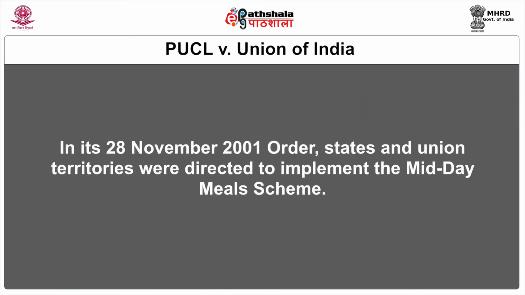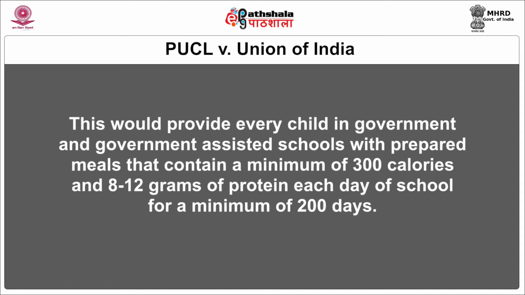In its 28th November 2001 order, states and union territories were directed to implement the midday meal scheme. This would provide every child in government and government assisted schools with prepared meals that contain a minimum of 300 calories and 8 to 12 grams of protein each day of the school for a minimum of 200 days.